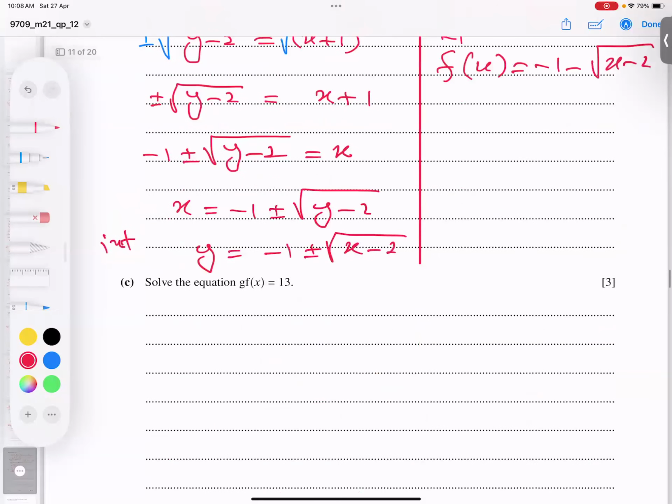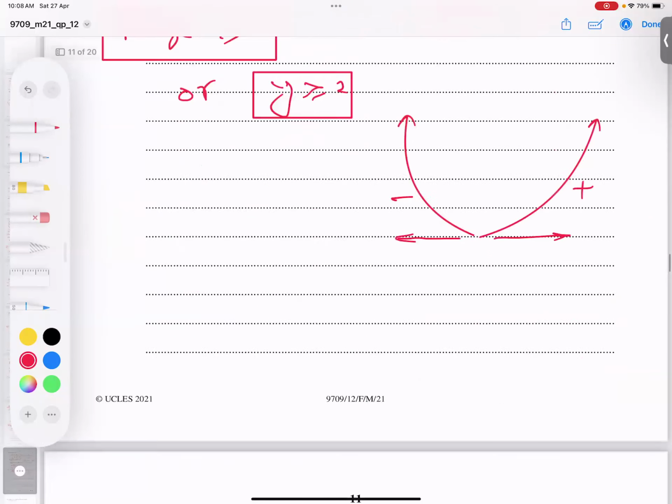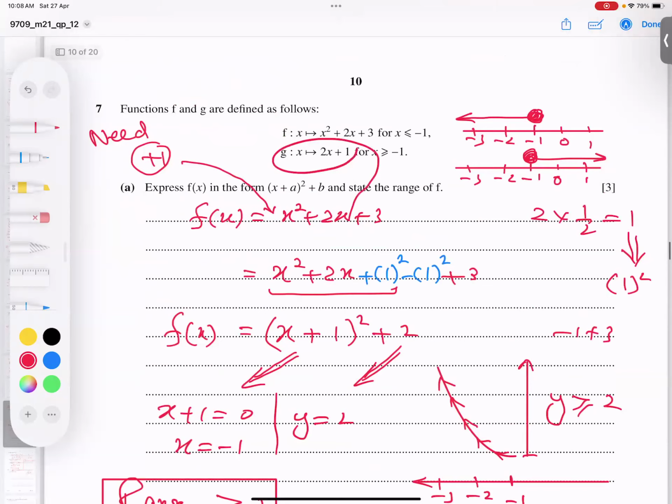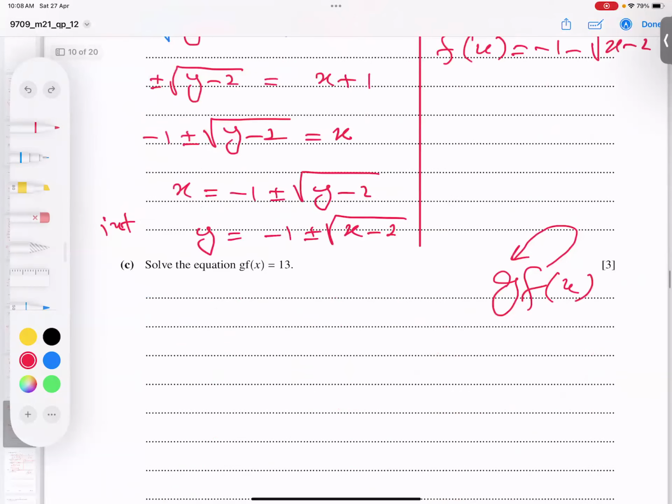Now next part. What is he saying? You know what the basic technique is, students? This function will go in G. So first of all, I will copy the G function, and that is 2x plus 1.